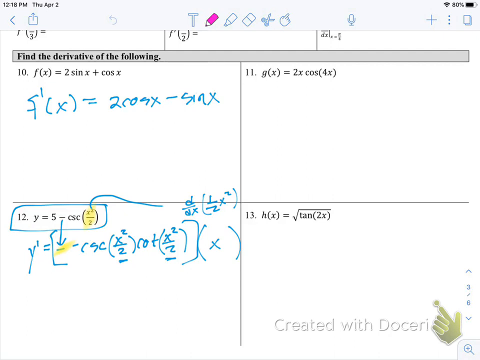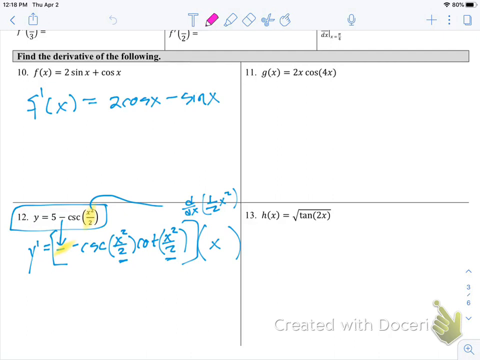Okay. Looks good, right? That's a good derivative. Cleaning it up might come in handy. It ends up being a positive x cosecant x squared over 2, so don't forget the negatives cancel, and so on like that. Number 13 might be one more to walk through.